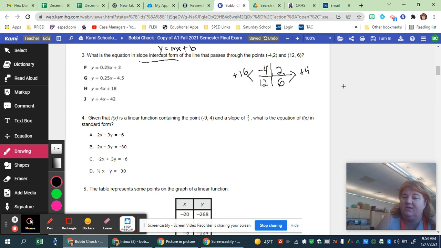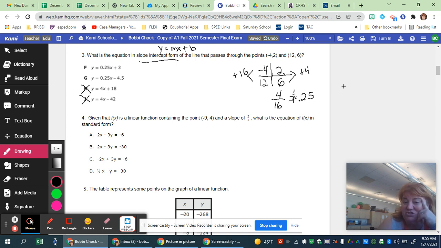That was my change. Okay, so I have change in y over change in x. That's the same as 1/4, which equals 0.25. So I know it's not H and I know it's not J. So now the question is, how do I know where it crosses? Well, guys, you can just put these into Desmos and see which one crosses through these points.